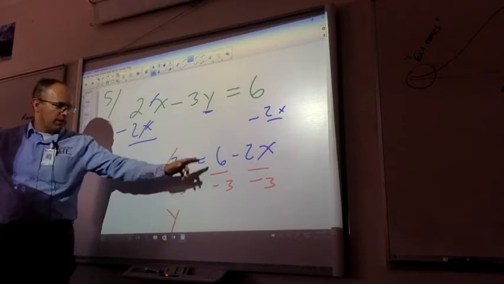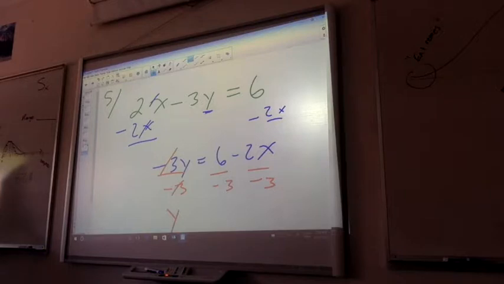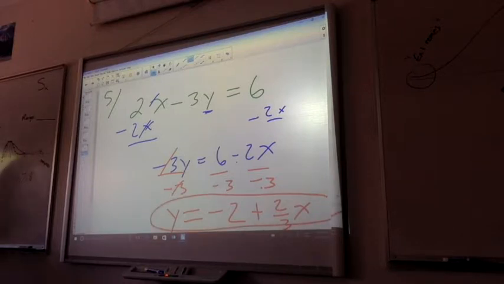The equal sign is going to come down. What is 6 over negative 3? Negative what? Negative 2. And then I have this negative over negative, which makes it positive. Done. There you go. That's it. Holy cow.